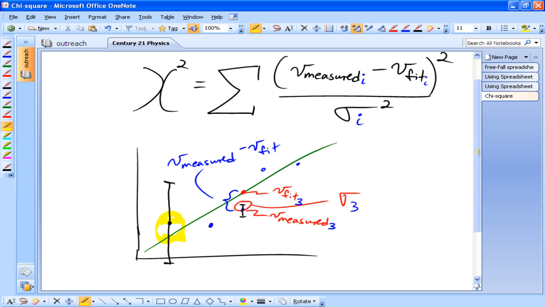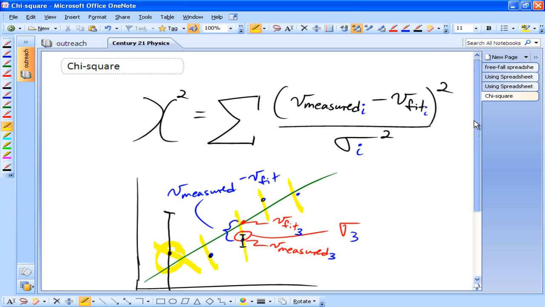For some reason, we square this error to make the weighting effect even more pronounced. Then you take all of these differences squared divided by the error in the data point squared, and you sum all the results between every data point and the fit at that data point. And this total is called chi-square.